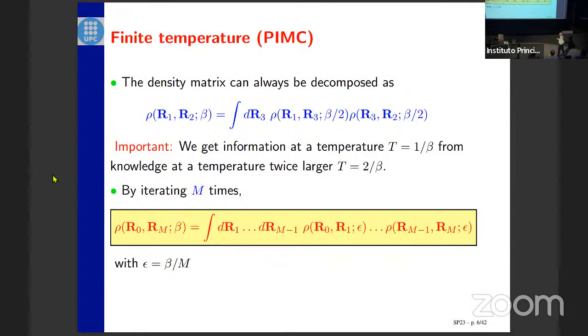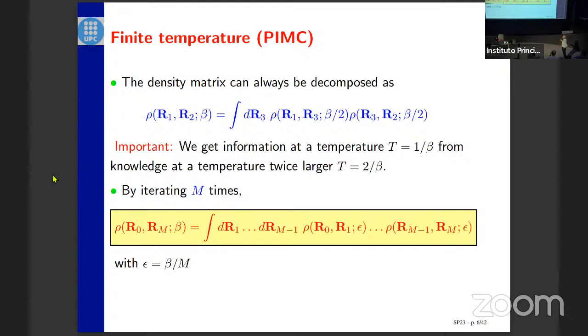The good thing about the density matrix is that, as probably you remember from quantum mechanics, it can always be decomposed in the following way. So it follows a convolution property, in such a way that at a given temperature, where beta is the inverse of the temperature, you can make the convolution product of two density matrices, but at higher temperature, at 2 times the temperature in that case, okay?